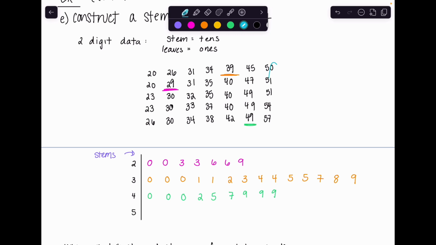And then last up, we thankfully don't have as many 50s, so I've got 5 of them. I just need to find those 5 ones values. So we have a 50, 51, 51, 54, and 57. So that is our stem and leaf display.